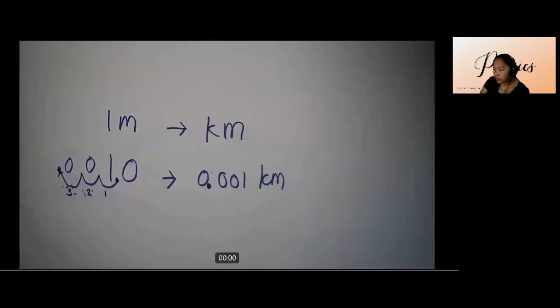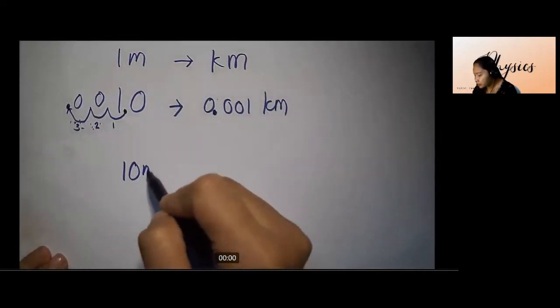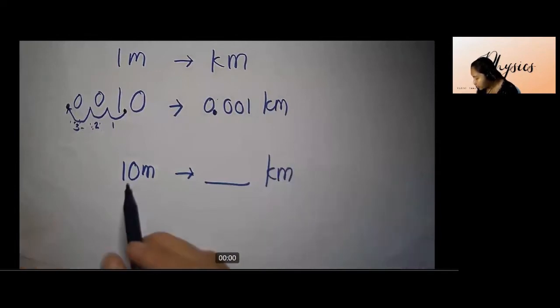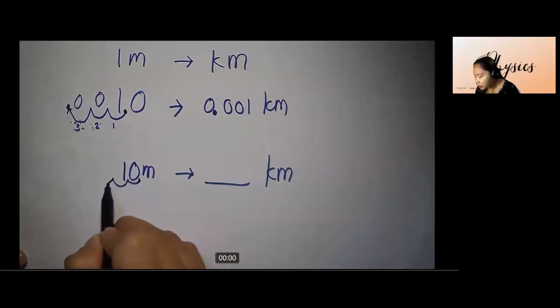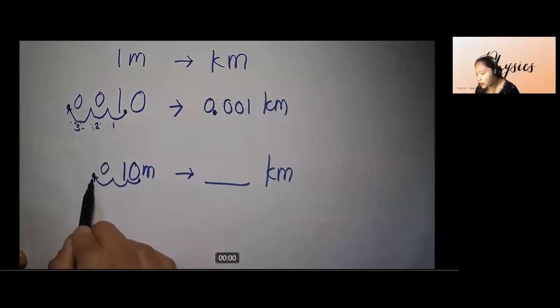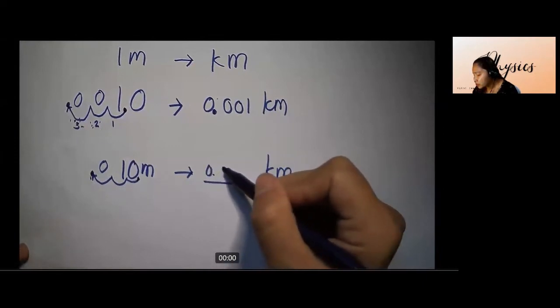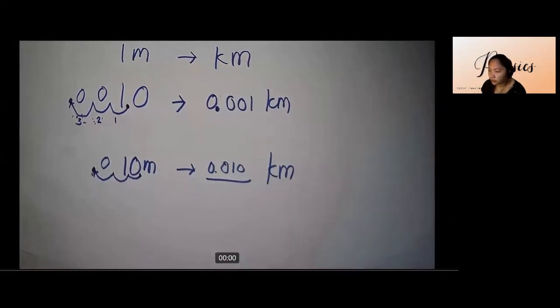Let me show it again here manually. So from 10 meters to kilometers. And now we have the point is after 0, so we have to move 3 places to the left. 1, 2, and then 3. Okay, so now the decimal point transferred here, and so we have 0.010 kilometer now.